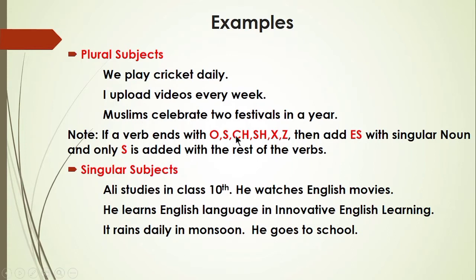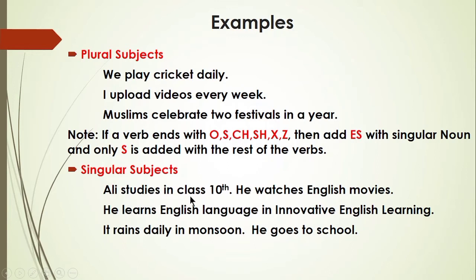Remember, with singular subjects we add s or es with the first form of verb. Now where to add s or es? If a verb ends with o, s, ch, sh, x or z, then we add es, and with the rest of the verbs we normally add s. For example, Ali studies in class 10th. Now you can see in studies, y becomes i, because we had discussed it in the video on spelling rules, that y becomes i when a suffix is added, and then we add es, and then the rest of the sentence.